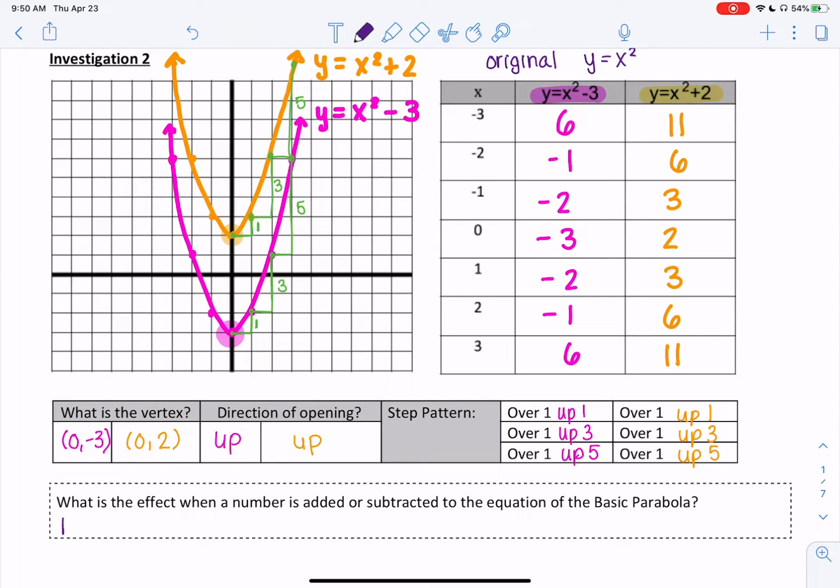So let's go right here. So it moves the graph up if it's positive. So just like my orange one, because I added 2, it moved my graph up. Or it moves it down if negative. So just like our pink one. So that's our first rule. So if I've added or subtracted, I should expect that my graph is the exact same shape. All that's happened is it's gone up a few units or it's gone down a few units.